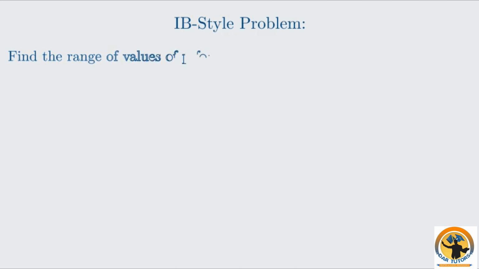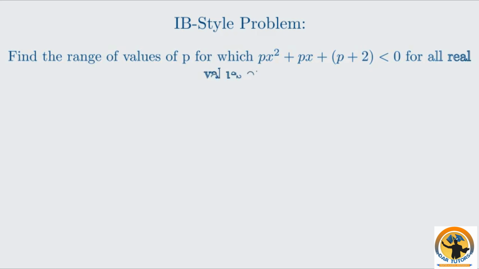Let's work through another IB-style problem, focusing on using the discriminant to ensure a quadratic expression is always negative. Our objective is to determine a range of values for an unknown coefficient that ensures a quadratic is negative definite. The problem asks for the range of values for p such that the quadratic px squared plus px plus p plus 2 is always negative for all real values of x. This is the definition of a negative definite quadratic.